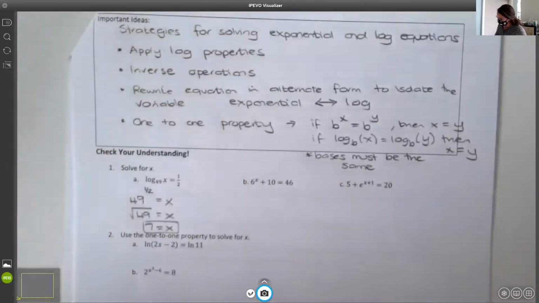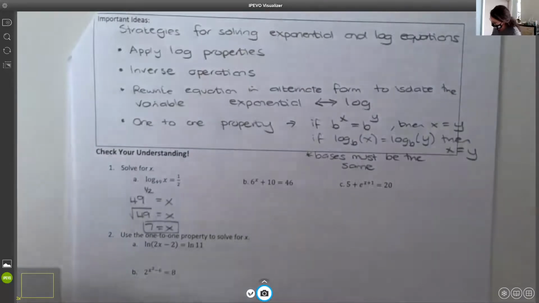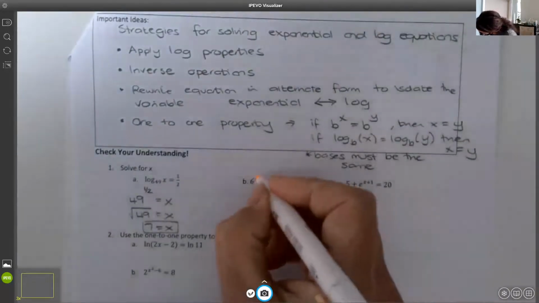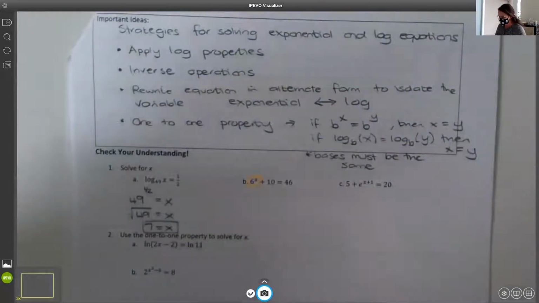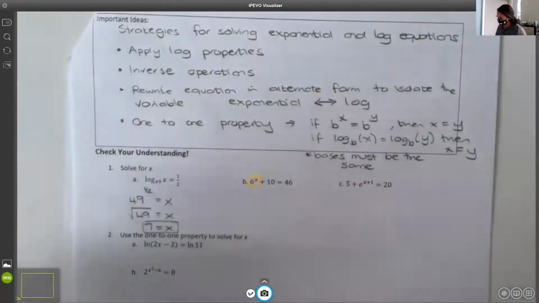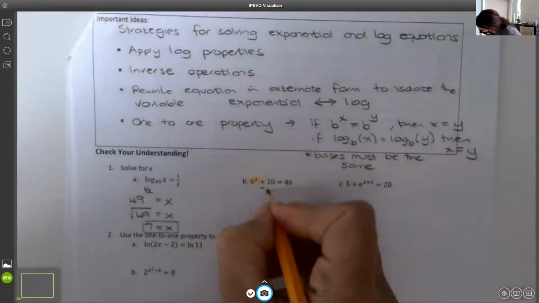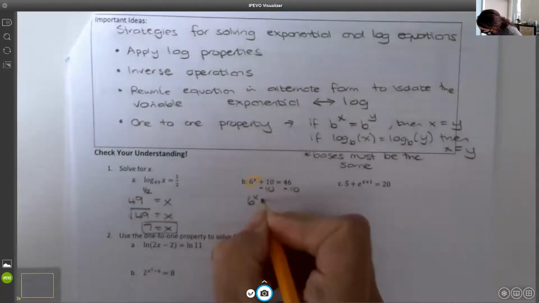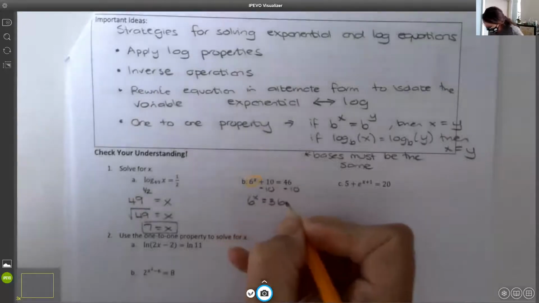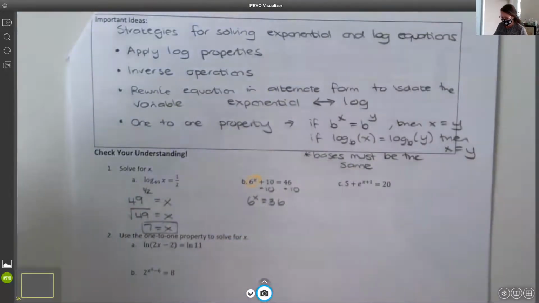The next one is an exponential equation. And so you could rewrite it as a log, maybe. But what you want to do first is get that exponential part totally by itself. You just want a base and an exponent. So let's get rid of the 10. And you would get 6 to the x equals 36.